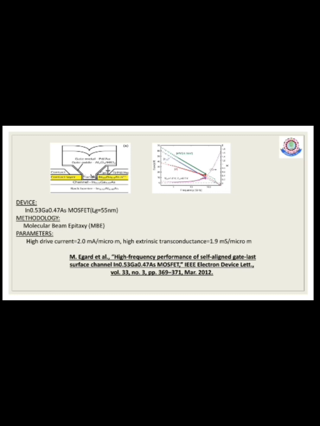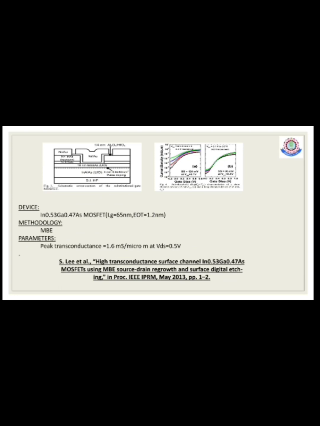Parameters discussed here are high drive current and high extrinsic transconductance. This graph shows the DC output characteristics of the gate length 55 nanometer device. At VGS 1.8 volts, the drain current will be 2 mA per micrometer. On resistance will be 199 ohm micrometer. Extrinsic transconductance will be 1.9 millisiemens per micrometer at VDS 1 volt and VGS 0.5 volts.